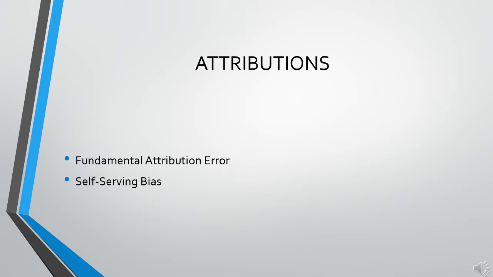The fundamental attribution error is a tendency to underestimate the influence of external factors on another person's behavior and to overestimate the influence of internal factors. The self-serving bias is the tendency to overestimate the contribution of internal factors to one's success and the contribution of external factors to one's failures.